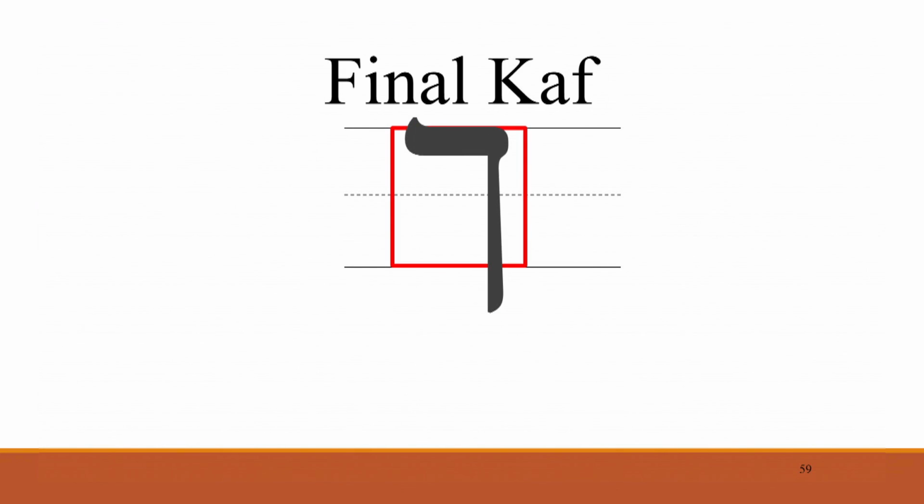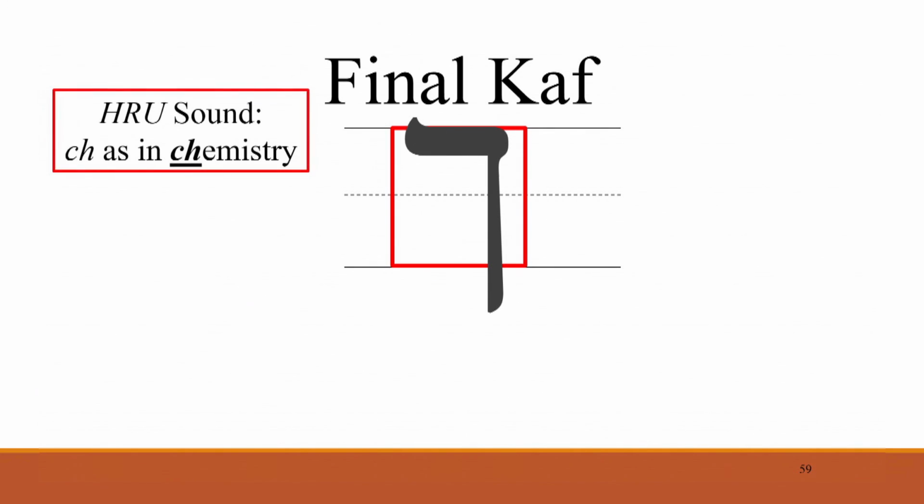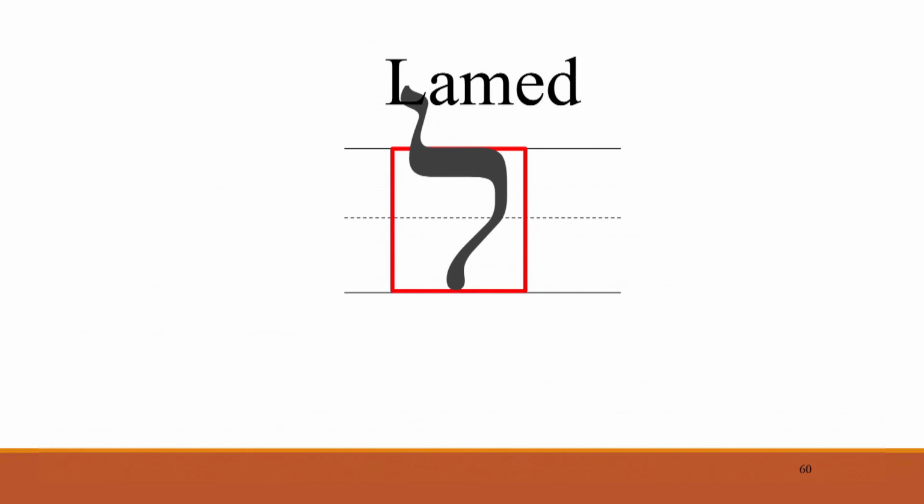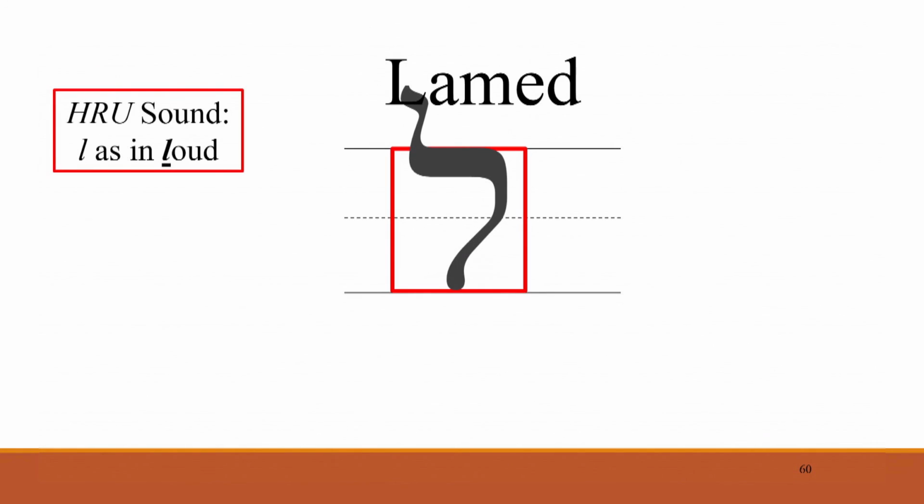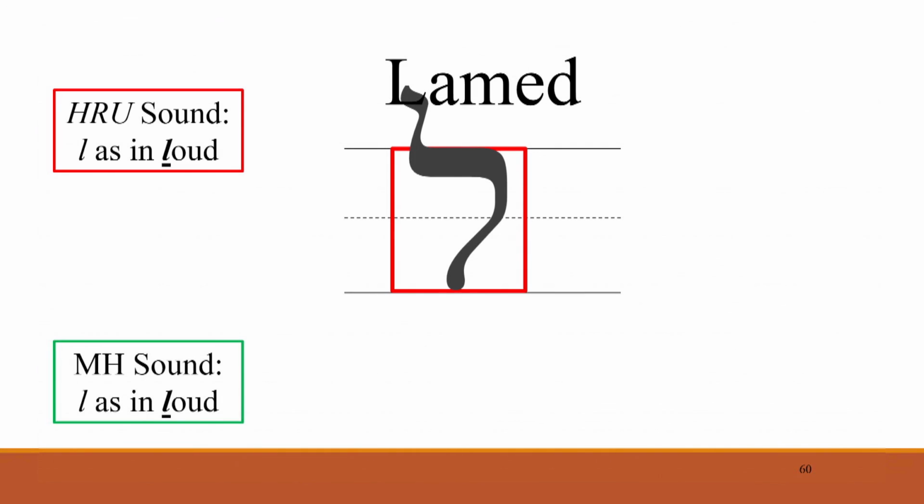The next letter is final Kaf, and this does not have the dagesh. The final Kaf actually can have a dagesh, and when it does, it makes the sound k, and when it does not, it makes the sound ch. And this is true both in modern Hebrew and in Hebrew for the rest of us. The next letter is Lamed. It makes the sound l, as in loud. It's the L sound. This is true in both HRU and modern Hebrew.